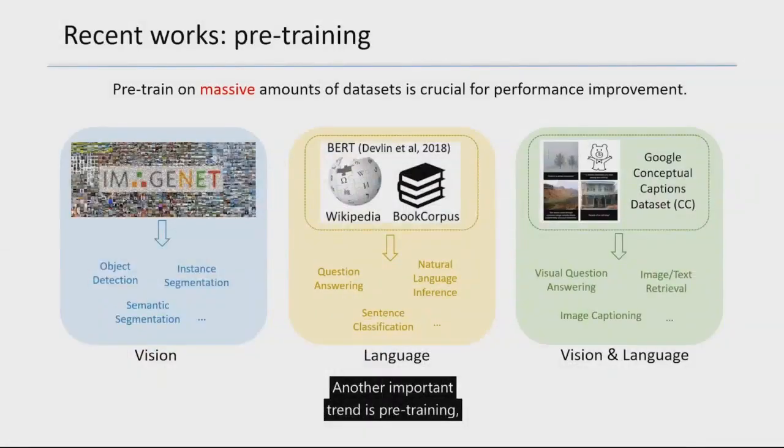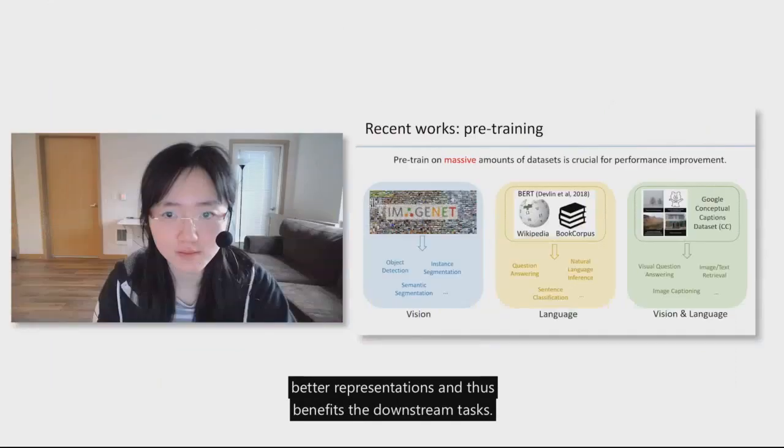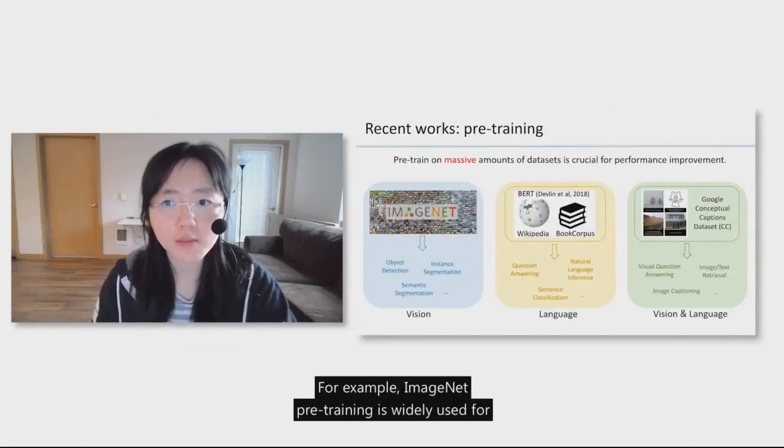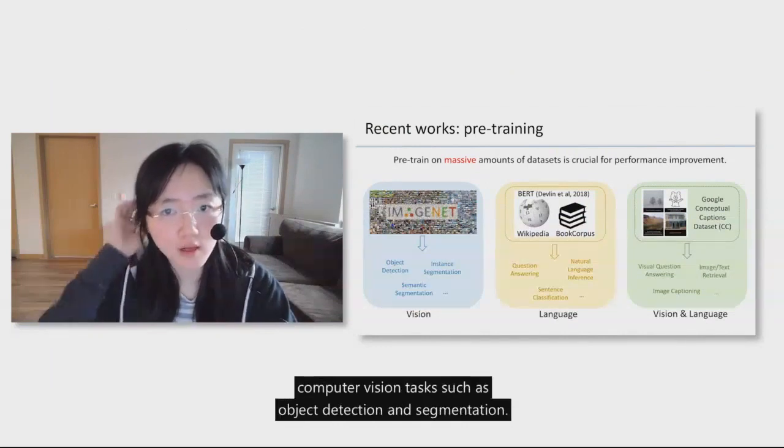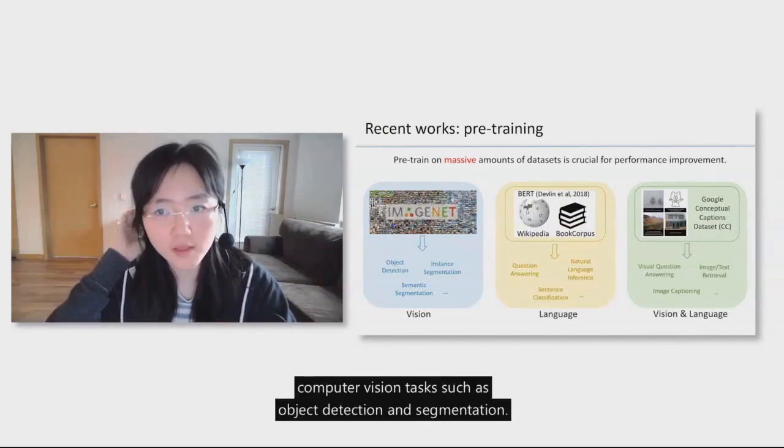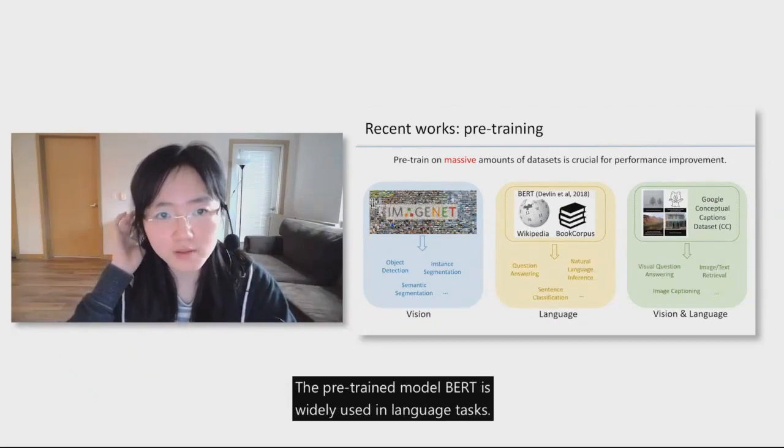Another important trend is pretraining. That is to pretrain the model on massive amounts of data before fine-tuning on downstream tasks. It has been shown in different fields that pretraining helps to learn better representations and thus benefits the downstream tasks. For example, ImageNet pretraining is widely used for computer vision tasks such as object detection and segmentation. The pretrained model BERT is widely used in language tasks.